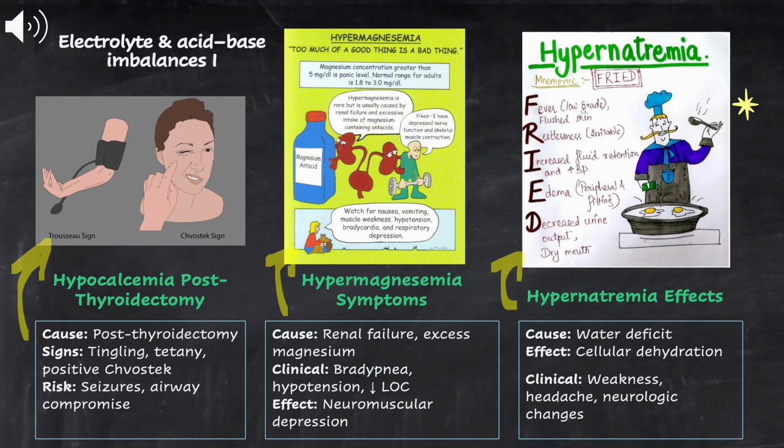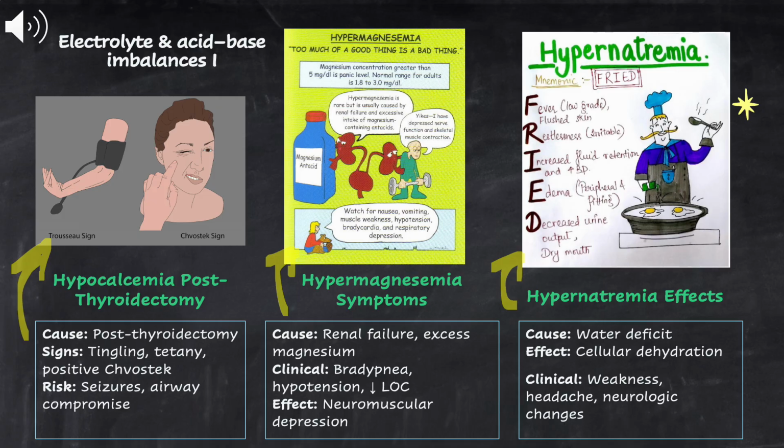Clinically, patients may present with bradypnea, hypotension, and decreased level of consciousness. Magnesium has a depressant effect on neuromuscular function, so the overall effect is neuromuscular depression. Finally, hypernatremia. Hypernatremia is caused by water deficit. The effect is cellular dehydration, especially affecting brain cells.